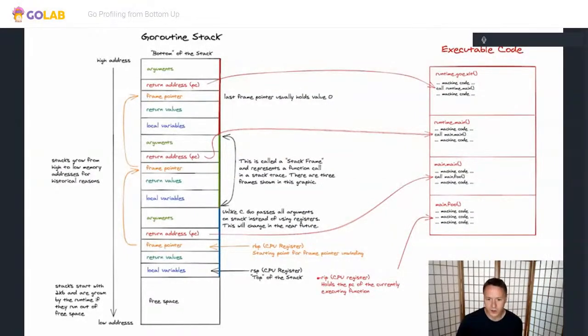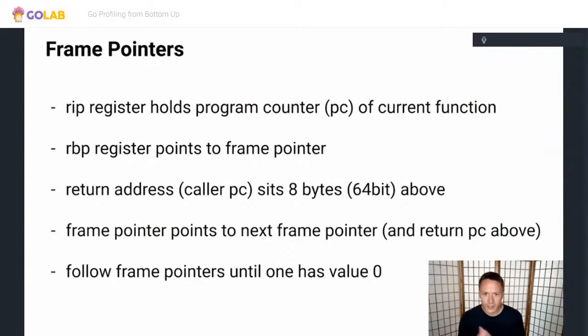And the way it works is you start at the instruction pointer register here, and that gives you the first program counter for the currently running function. Then you follow the base pointer register over here to find the first frame pointer on the stack. The return address of our caller is sitting right above that, so we just found our second program counter. And then we can follow the frame pointer, which points to the next frame pointer. And that gets us to the next return address that we can add to our list. And then we can follow this frame pointer again, get another return address. And this time we notice this frame pointer has a value of 0, so it's not pointing anywhere. So we know we've now completely unwound our stack, and we've got all the program counters that are on the stack.